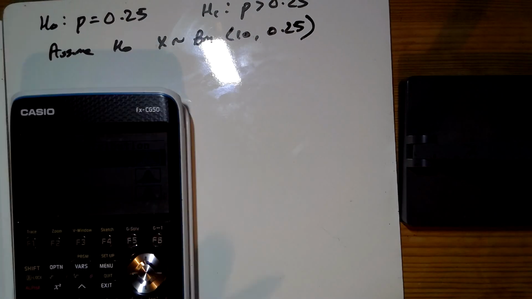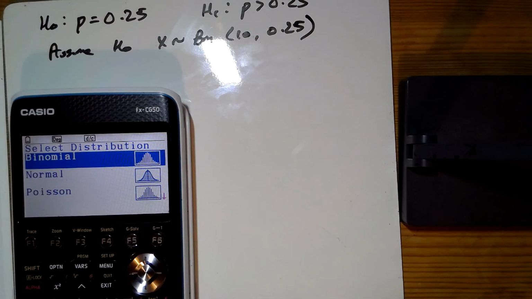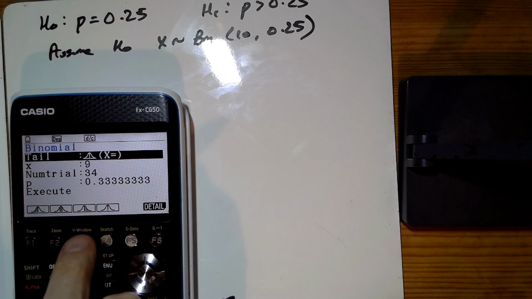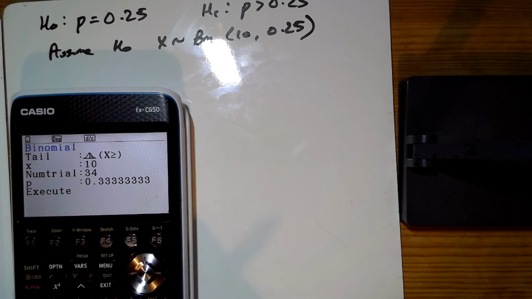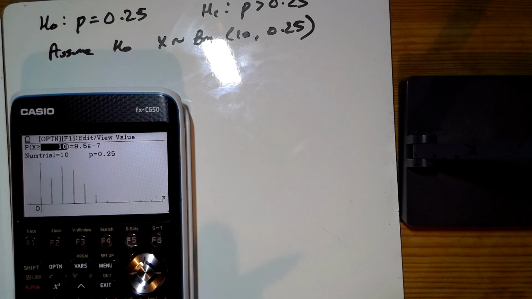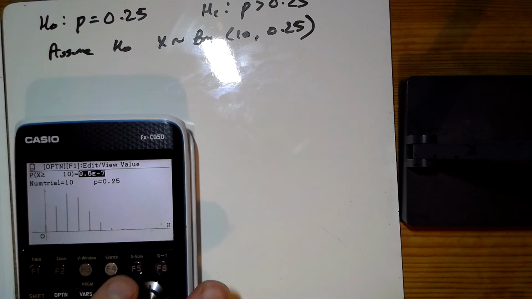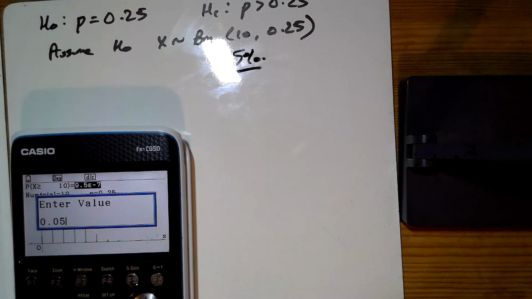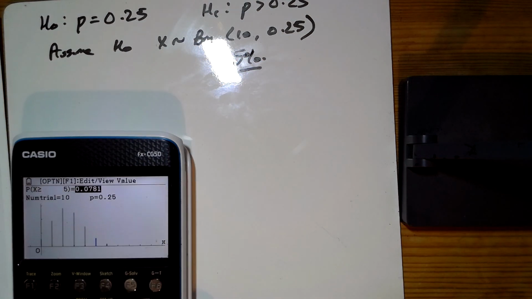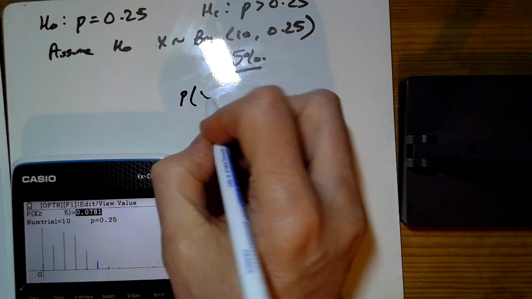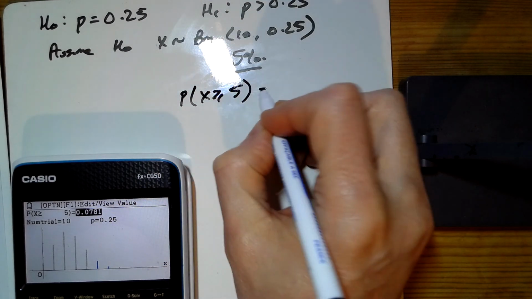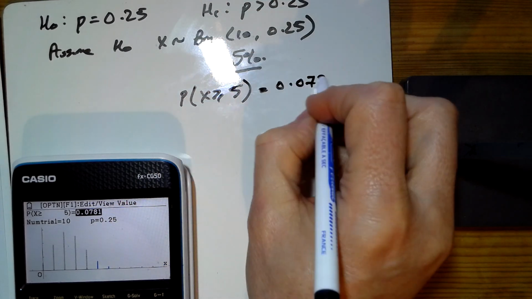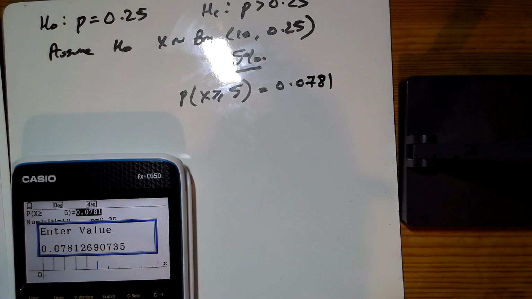So on my distributions calculation here, I'm going into binomial and I'm going from greater than, let's just start with 10, and we've got a 0.25 there. So the probability we're interested in is a 5% significance level. I'm going to put 0.05 in here, and it's going to give me something close to the answer. So the probability that X is greater than or equal to 5 is equal to 0.0781.